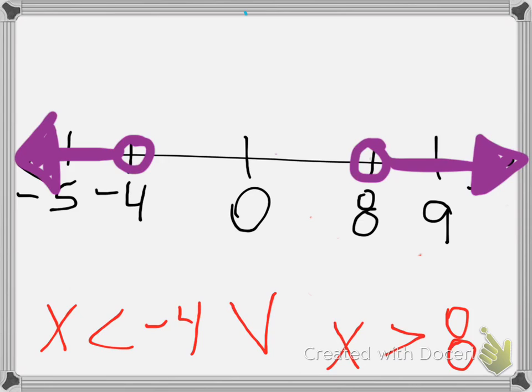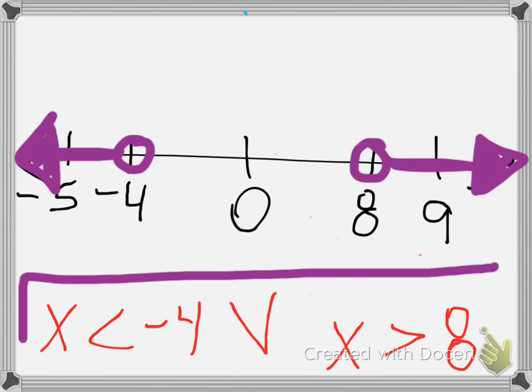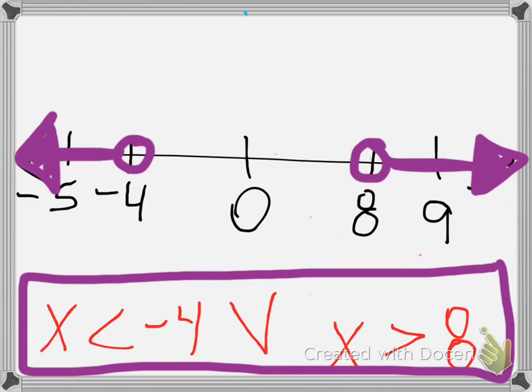So what we can do is leave our solution, our final answer, like this. We don't necessarily make a combined conjunction or a combined disjunction. Leaving it this way is perfectly fine.